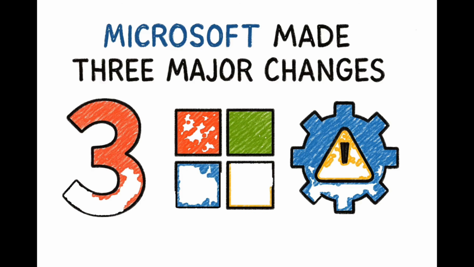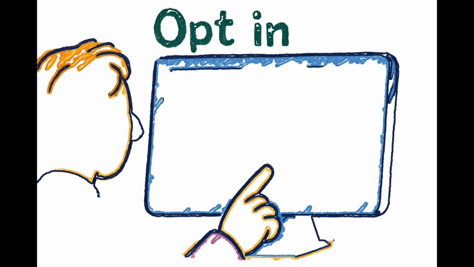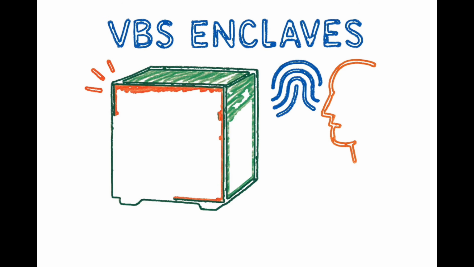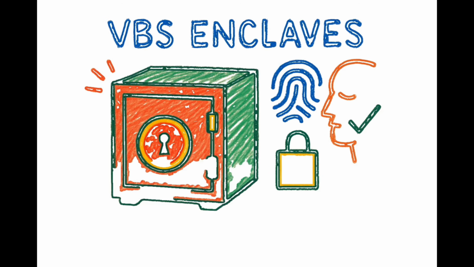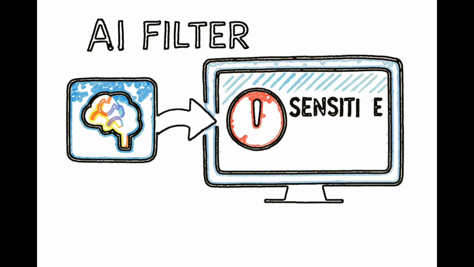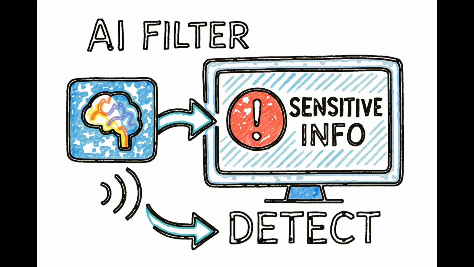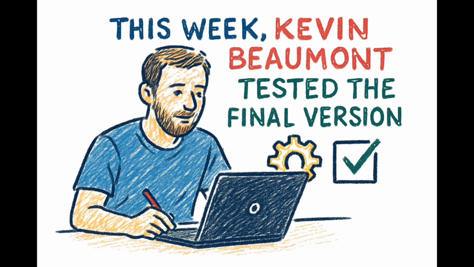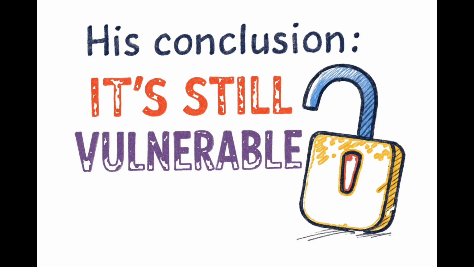Microsoft made 3 major changes. Recall is now opt-in instead of default. The database uses VBS enclaves, a secure vault that requires Windows Hello biometrics to unlock, and AI filters are supposed to detect and skip sensitive information. Sounds fixed, right? This week, Kevin Beaumont tested the final version. His conclusion? It's still vulnerable.